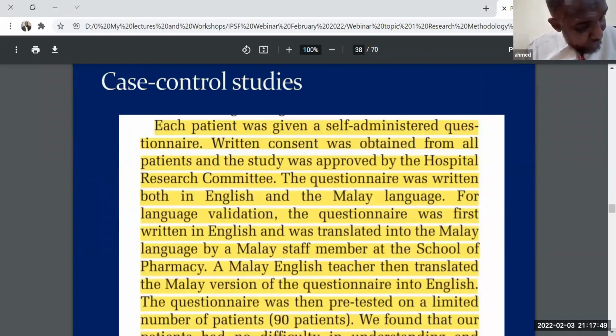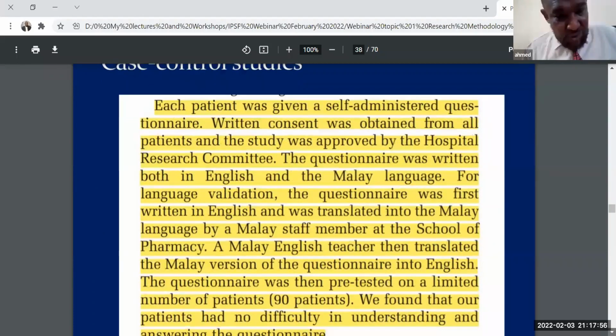Actually, you cannot go into every slide. Yes, I will move to focus on certain points.